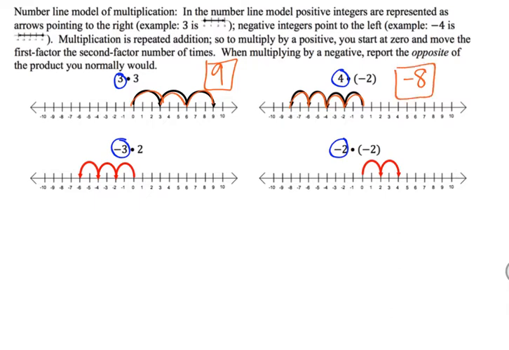Negative 3 times 2, I'm going to undo 2 3 times. So instead of doing a regular 2, I'm going to do an opposite 2 3 times, and that gets me at negative 6. Then negative 2 times negative 2, I'm going to do a negative 2. I'm going to undo a negative 2 2 times. So the opposite of doing a negative 2 would be to do a positive 2, and I'll do it twice, and I end up getting a 4.